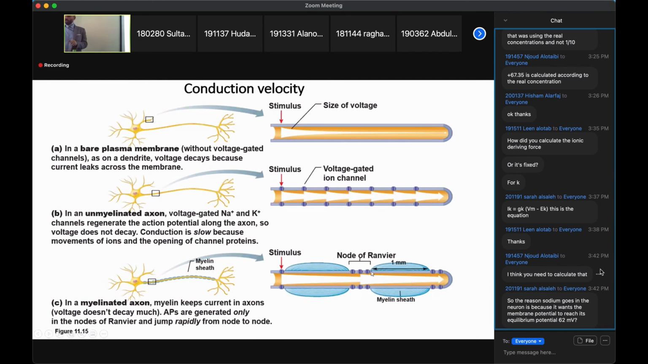So you can see here an axon where there is myelin wrapped around it. And in these areas where there are concentrated voltage-gated channels, this is called the node of Ranvier. And so the action potential would jump, and this contributes to the speed of the conduction of the action potential.